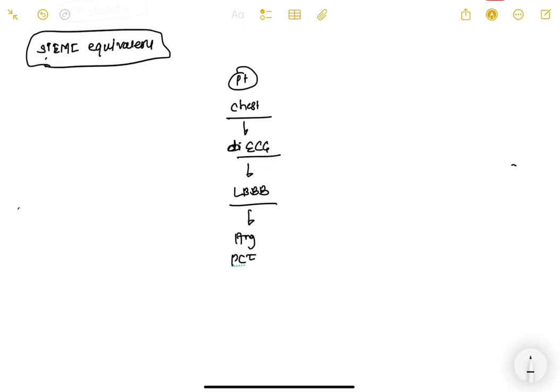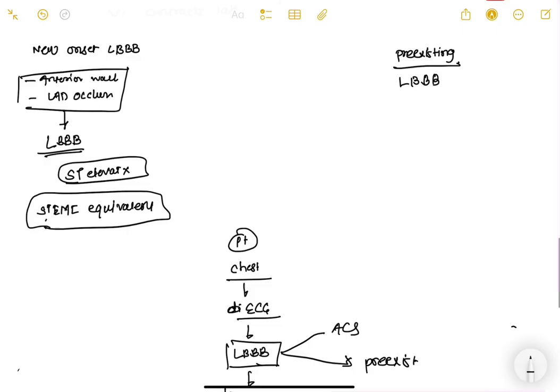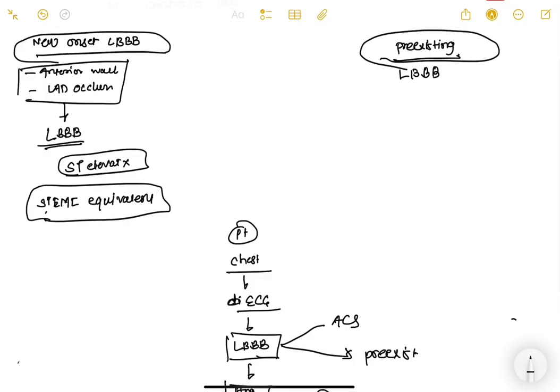Suppose you have come across a patient complaining of chest pain, and you did the ECG, and you get the LBBB pattern. So what will you do? Do you go for an angiography or PCI? Do you go for this intervention in every patient? The answer is no, because not every LBBB is ACS. Some LBBBs are pre-existing ones. So how to differentiate this new onset LBBB and pre-existing LBBB?